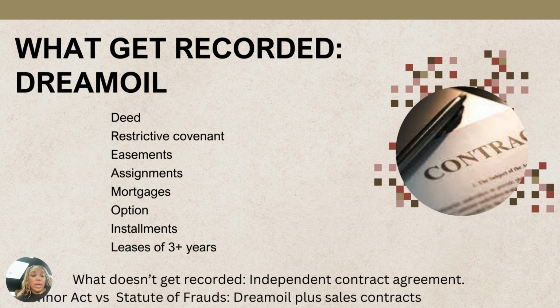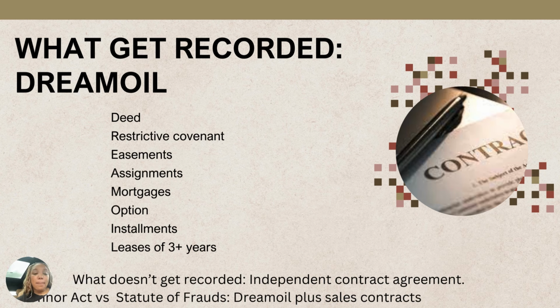What gets recorded? So this is my favorite one. I love DREAM OIL. I love remembering it this way. DREAM OIL is what gets recorded. So if you need to know what gets recorded, it's going to be deed, restricted covenant, easement, assignment, mortgage, options, installment, lease of 3 years. Okay. So what doesn't get recorded is an independent contract agreement.